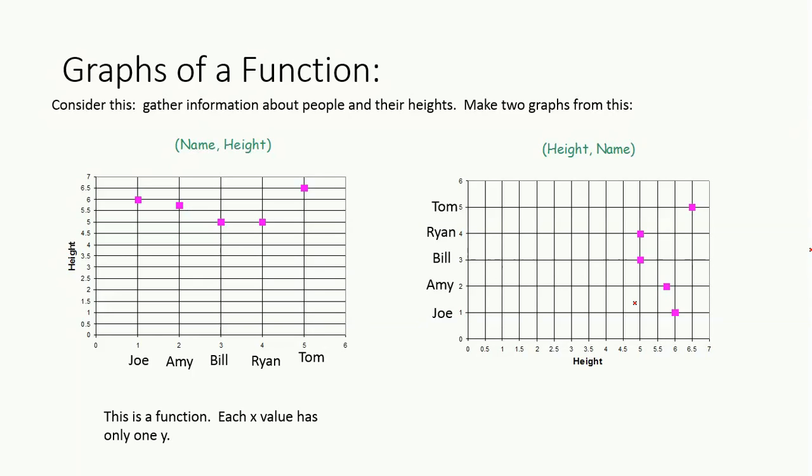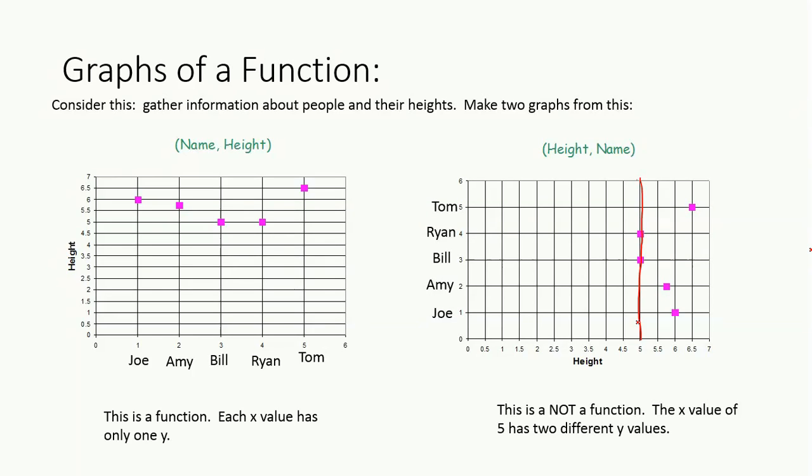But if we look at the graph the other way, so if I put height on the x-axis and the people on the y-axis, notice how there is more than one height at 5. So that won't work. That's not a function because the points are lined up vertically with one another.